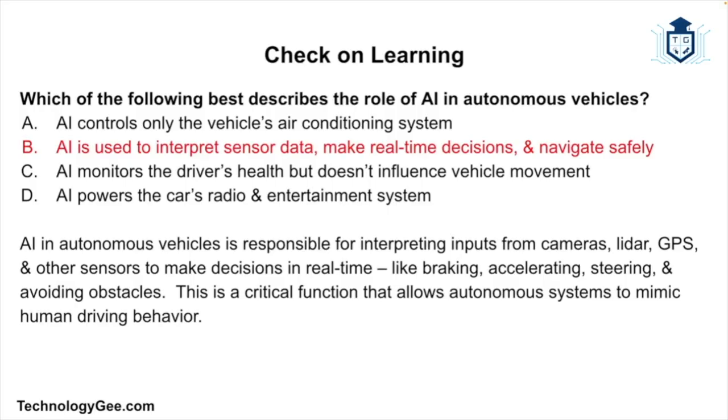So, AI in autonomous vehicles is responsible for interpreting inputs from cameras, LiDAR, GPS, and other sensors to make decisions in real time, like braking, accelerating, steering, and avoiding obstacles. And this is a crucial function that allows autonomous systems to mimic human driving behavior.